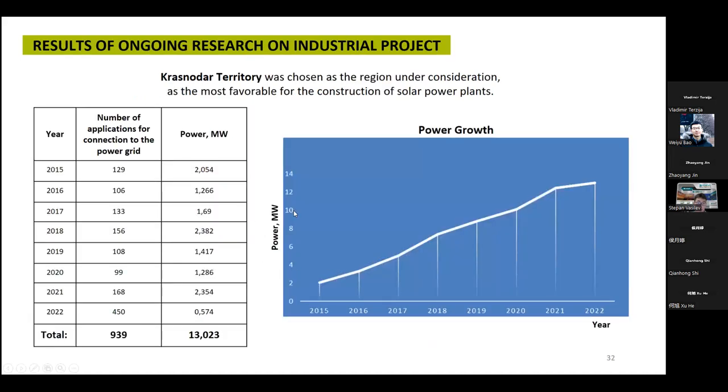Information about connected consumers in one of the villages of the Krasnodar territory is presented. The graph shows the capacity of consumers growing from year to year. Therefore, a generation power shortage issue can occur. We're simulating the case when the needs of new consumers are covered by solar generation.